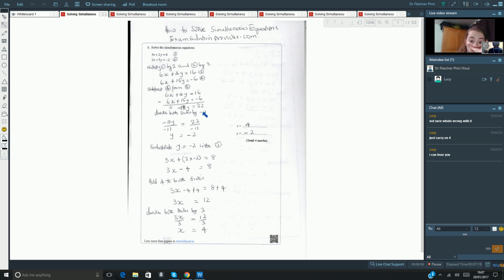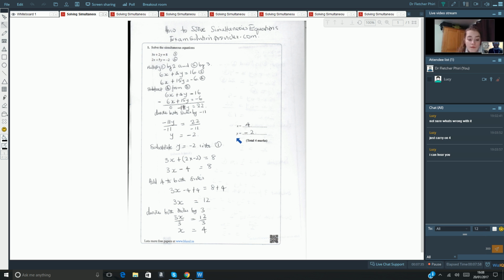Okay. Now, why do I divide by minus 11? Because I want y, not minus y. Therefore, I'm dividing this side and this side by minus 11. So this is what is shown here. So minus 11y, which is what I got here, divided by minus 11 is equal to 22, which is this one here, divided by minus 11. Now, minus 11y divided by minus 11 gives me y, while 22 divided by minus 11 gives me minus 2. So the first answer I've got is y is equal to minus 2.